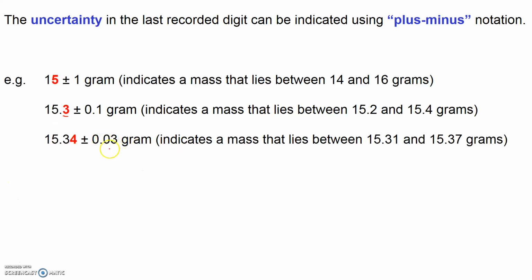And here we go again. In this case, we've got an even better measurement. This was made on a measuring device that had increments in the 0.1s, and we've estimated out to the 0.01s. And this is 15.34 plus or minus 0.03. So the true value for this measurement is somewhere between 15.31 and 15.37.